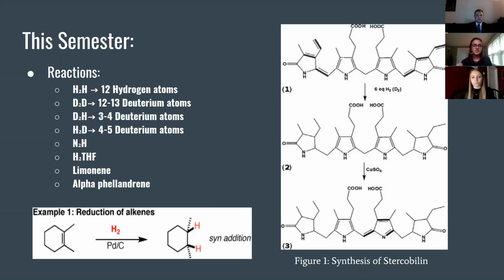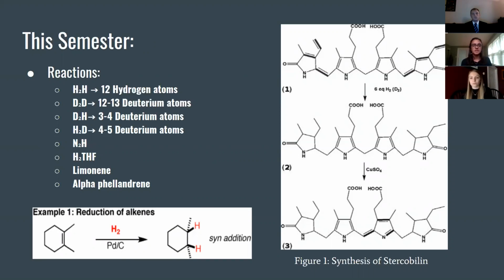A basic reaction that we do is H2H, that is hydrogen gas and regular glacial acetic acid, and that gives us 12 hydrogen atoms added to the molecule. We do a D2D reaction, which is deuterium gas and deuterated glacial acetic acid, and that gives us 12 to 13 deuterium atoms. Now, like Ben was saying earlier, the mechanism isn't exactly how we thought it is, and the D2H reaction and the H2D reaction prove that.